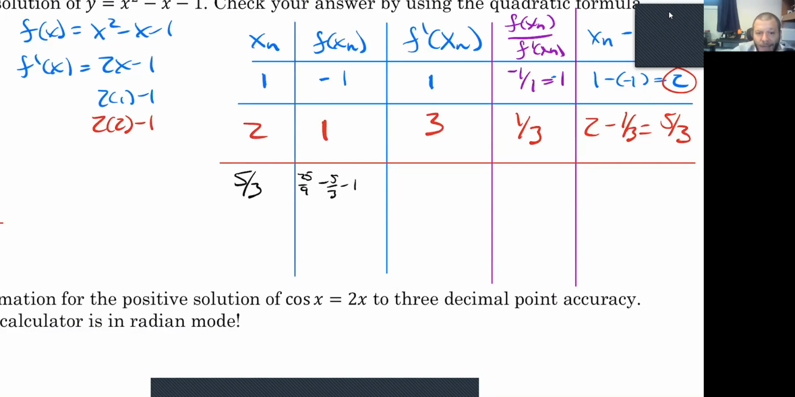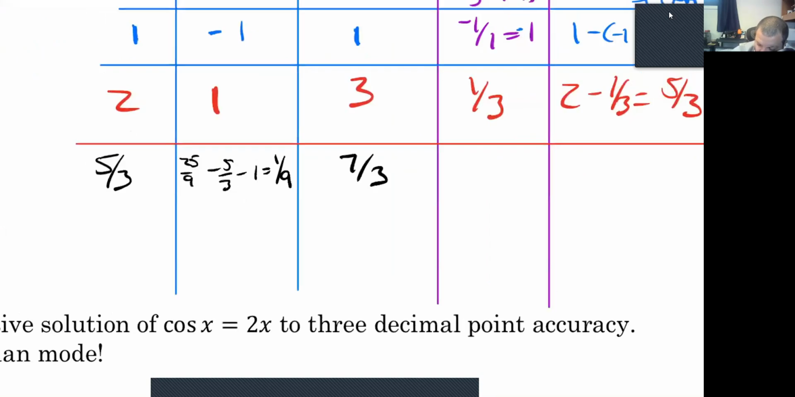1 is 9 over 9, so this would be 1/9. If we plugged 5/3 into our derivative, 2 times 5/3 minus 1, 10 over 3, so that's going to be 7 over 3. When I take these ratios, 1/9 divided by 7 over 3, that's the same as 1/9 times 3/7. So that is going to be what, 1 over 21 or something like that.